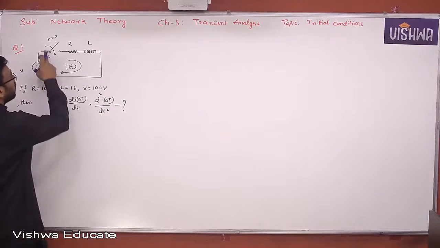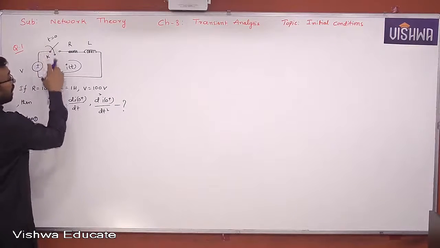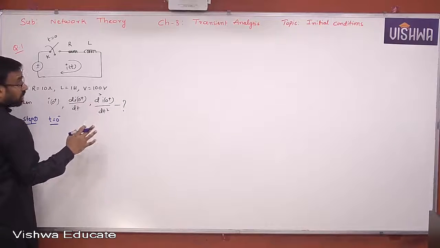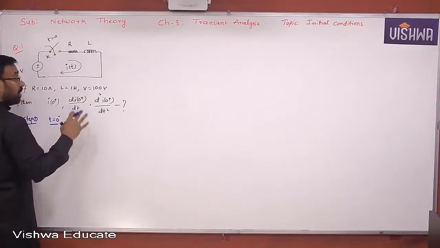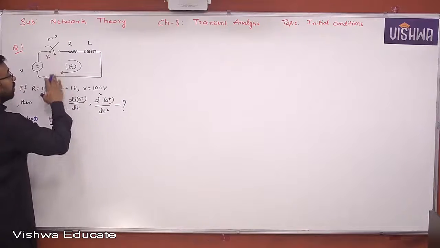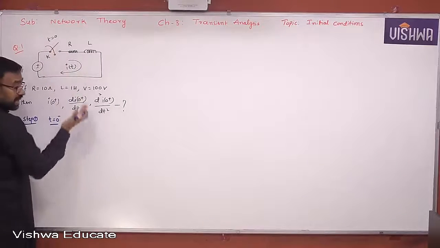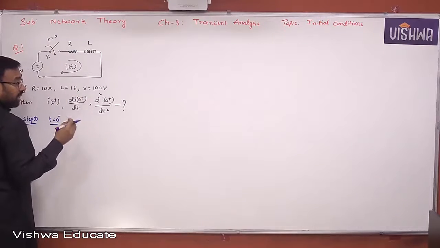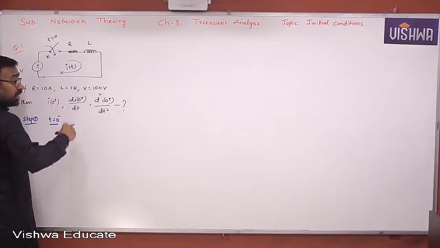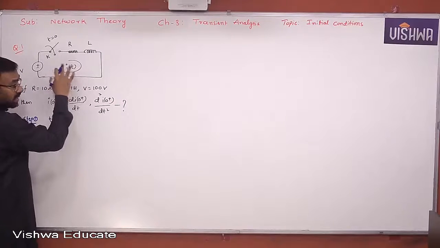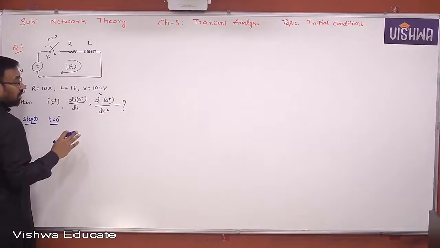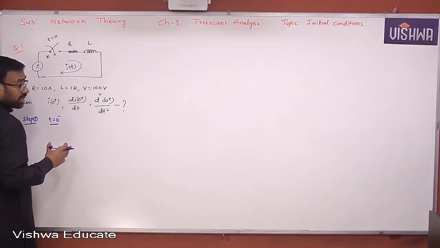For t equal to 0 minus, we look at the switch condition. Sometimes the problem doesn't give a description; it will directly indicate the position of the switch. We already know the assumption that the circuit will be in steady state until the switching operation takes place. So even if it is not mentioned, you should understand that the network is always in steady state before the switching operation. Otherwise, you cannot go for the transient analysis. We already made this very clear in the last session.